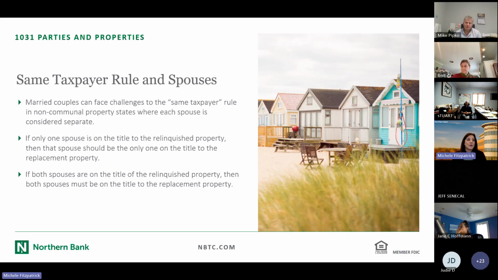Okay. So the same taxpayer rule applies with spouses as well. Married couples face challenges with that rule in non-community property states, where each spouse is considered separate. If only one spouse is on the title to a relinquished property, then that spouse is the only one who can be on the title to the replacement property, which we come across a lot. A lot of people will say, I bought a property before I got married, and I've held on to it for 20 years of marriage and am now selling it. Can my spouse go on the replacement property? And the answer is yes and no.